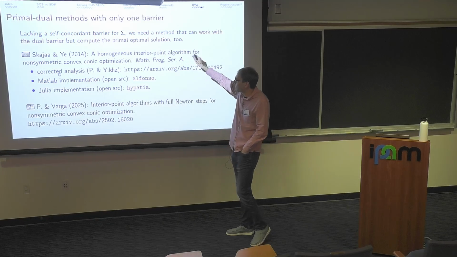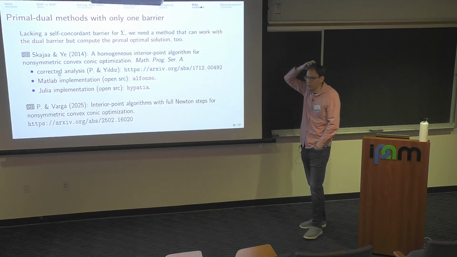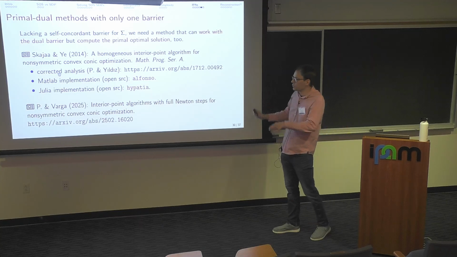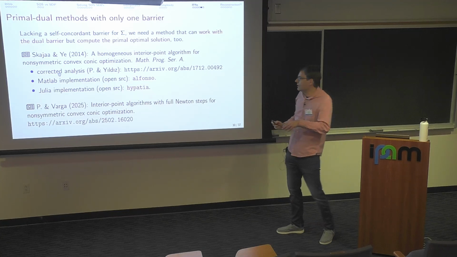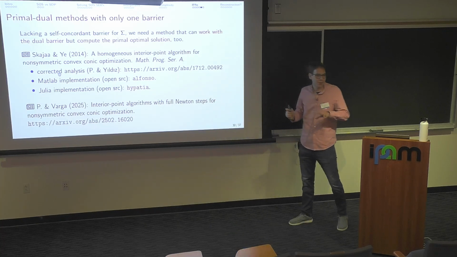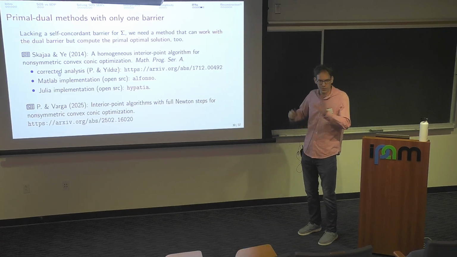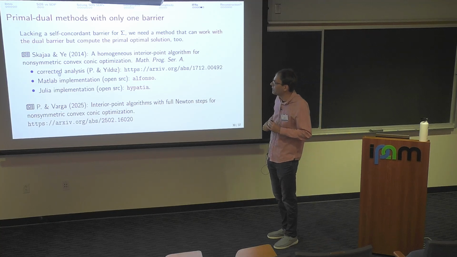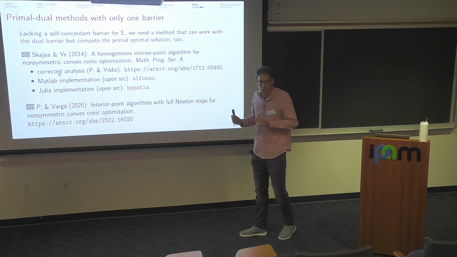This was, at least to my knowledge, the first interior point algorithm for non-symmetric convex optimization, which works only with one barrier. And even then, it took until 2017 till the first actually complete and correct analysis of the method came out, because the original has some issues. And for a long time, that was basically the only thing.